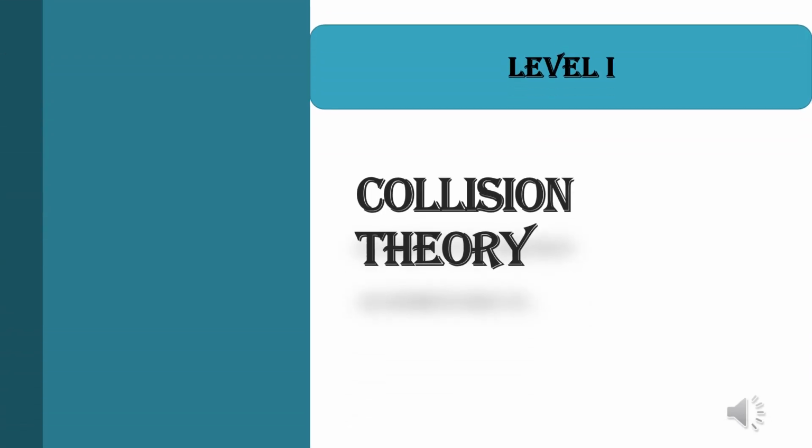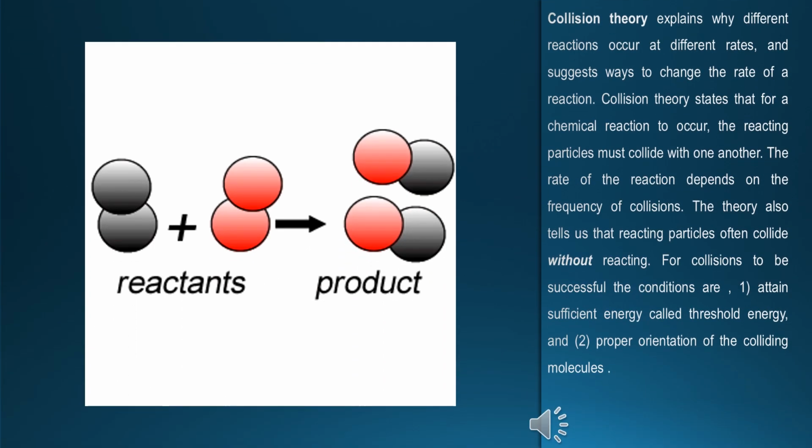Let us now look into the salient features of collision theory, which comes under chemical kinetics. Collision theory explains why different reactions occur at different rates and suggests ways to change the rate of the reaction. Collision theory states that for a chemical reaction to occur, the reacting molecules must collide with one another. So the rate of the reaction depends on the number of collisions or the frequency of collisions.